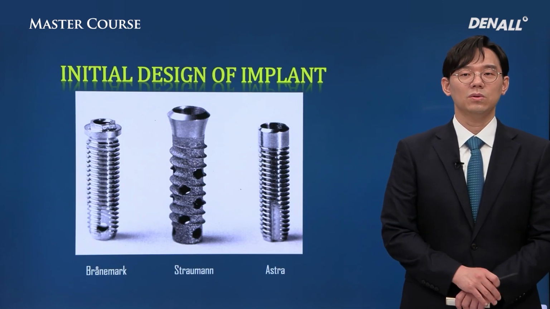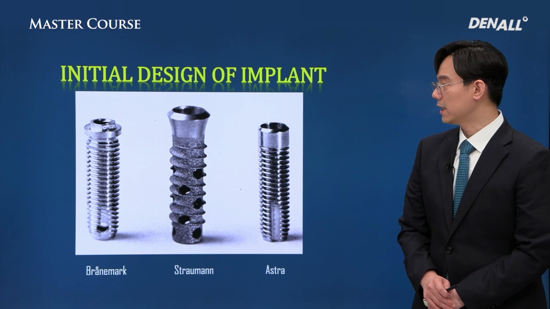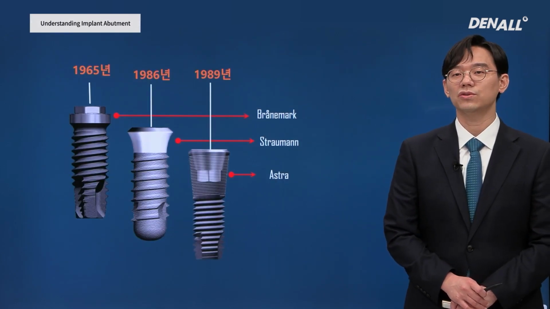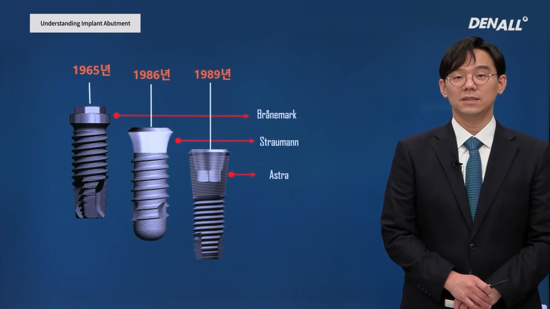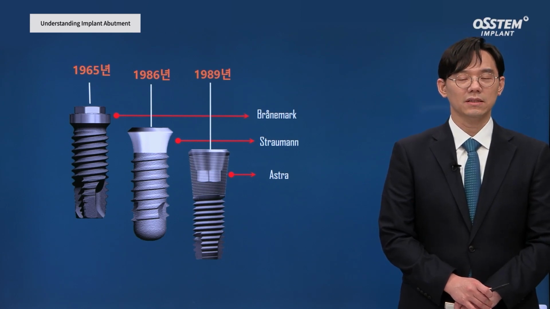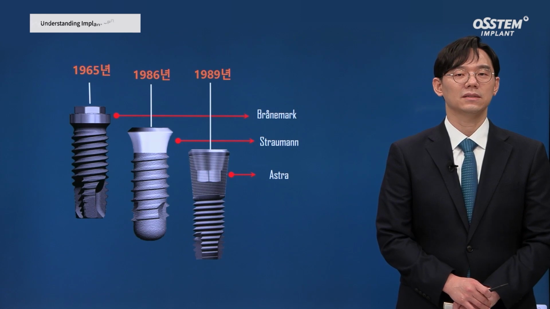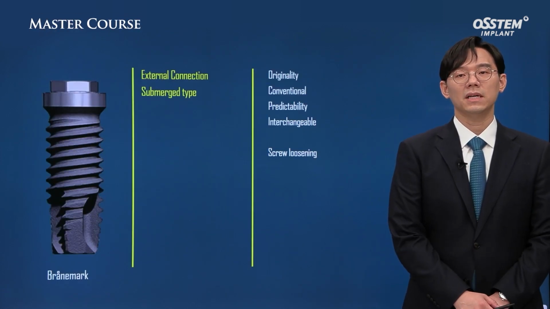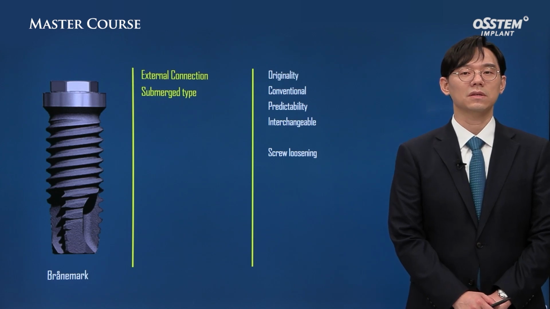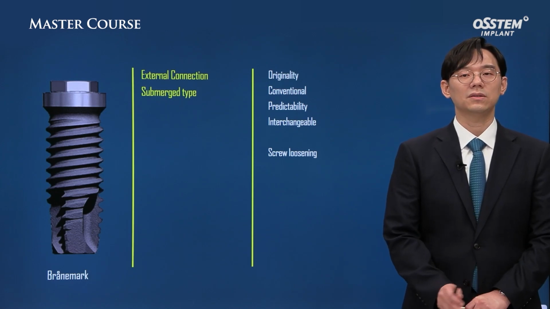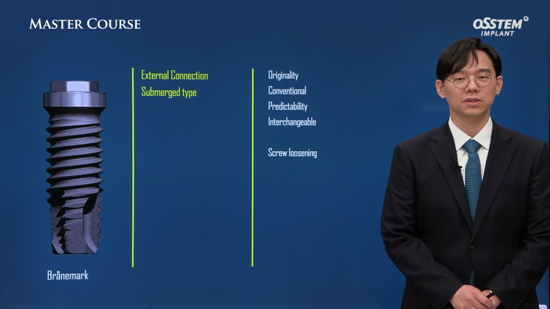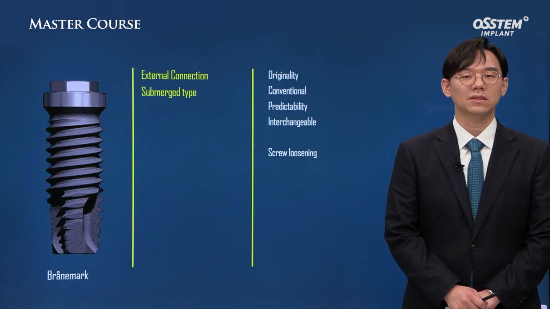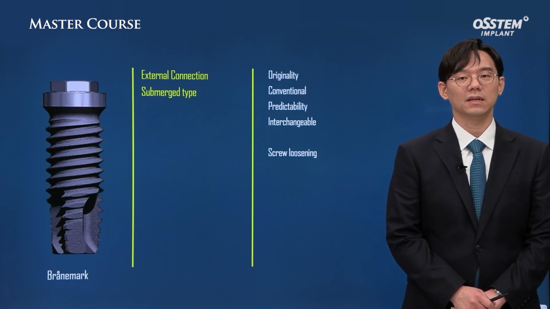This is the early design of Brånemark, Straumann, and AstraTech. Brånemark implant was introduced in 1965, 21 years later, Straumann implant was introduced in 1986, and thereafter in 1989, AstraTech implant was launched. Brånemark implant is external connection and submerged type. It is used to fixate lower denture. It has originality and it has been used for long-term, and long-term stability is more established.